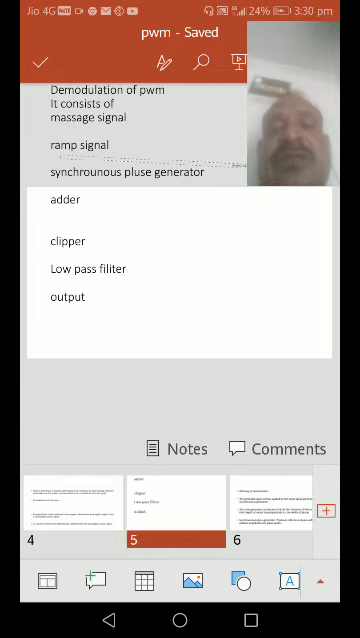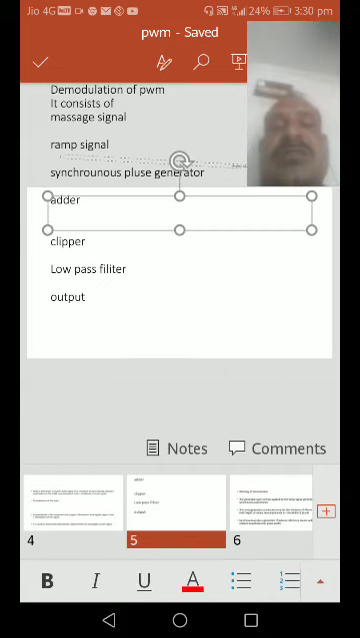First we have a ramp. A ramp is a linearly increasing amplitude with respect to time. The synchronous pulse generator produces pulses, and those two signals are added at the adder. After the adder, we use comparison, and unwanted signal will be there. We use clippers, positive clippers or negative clippers. Various clippers are used for clipping the unwanted voltage levels. That is the clipper circuit.